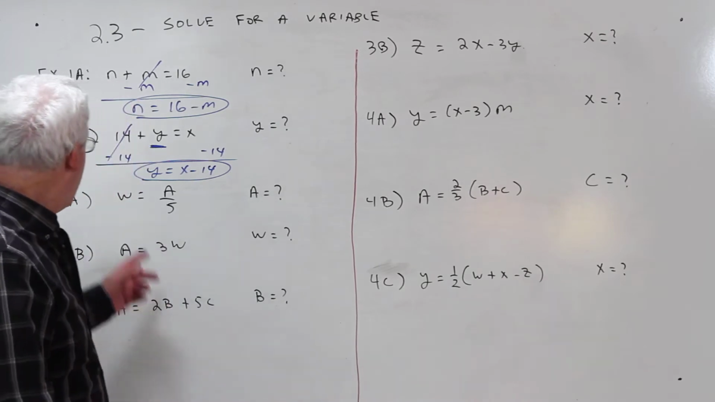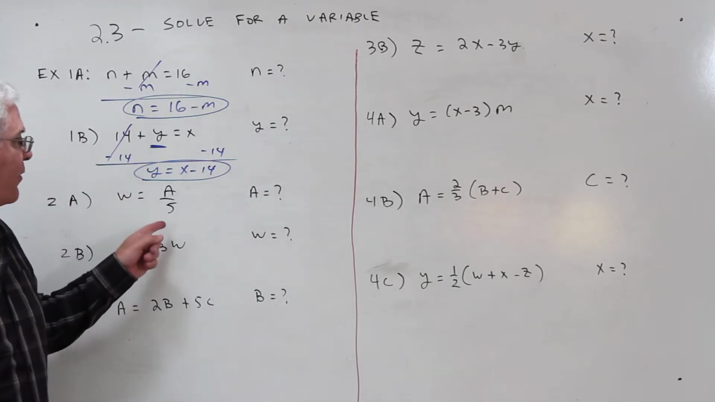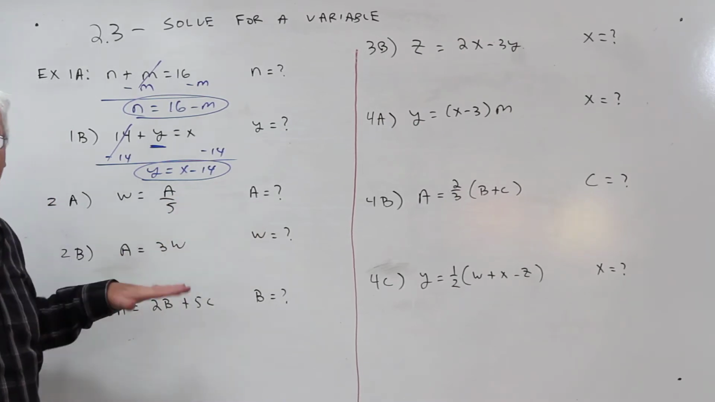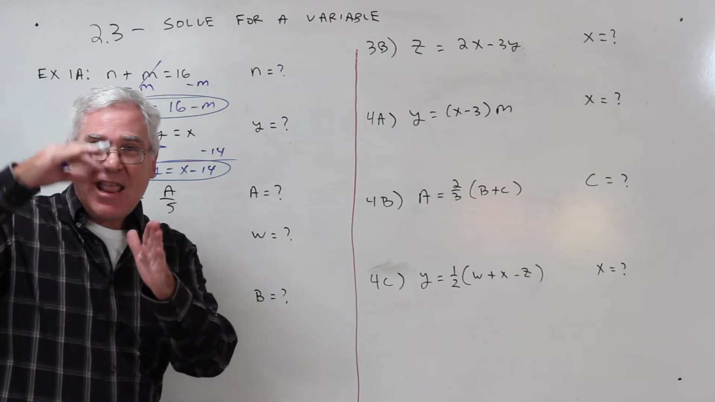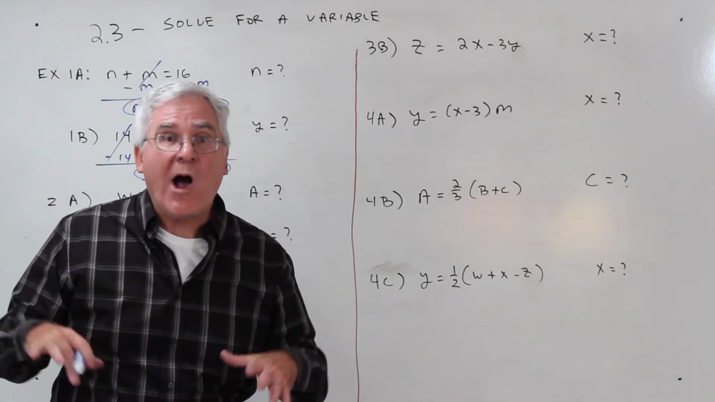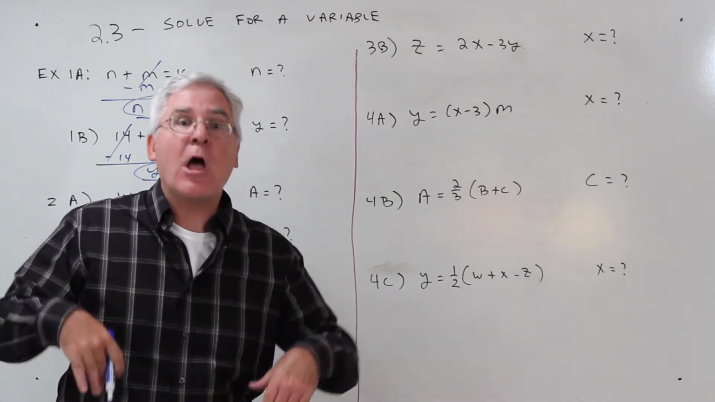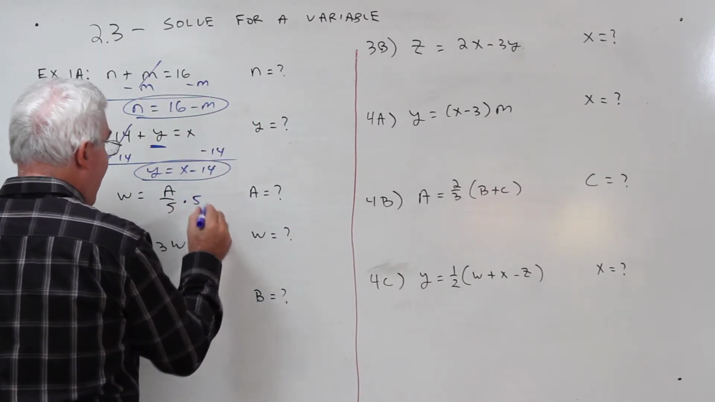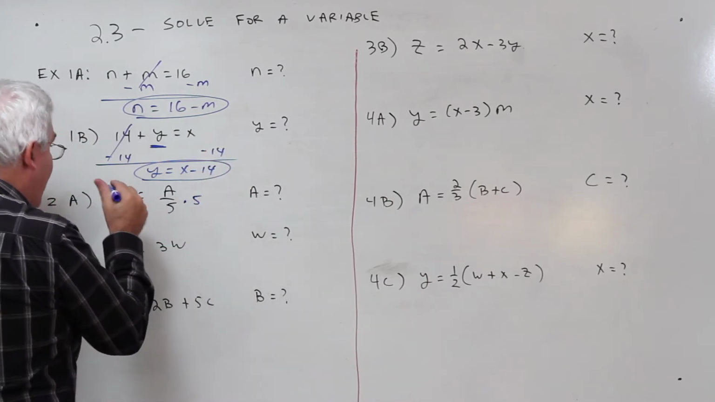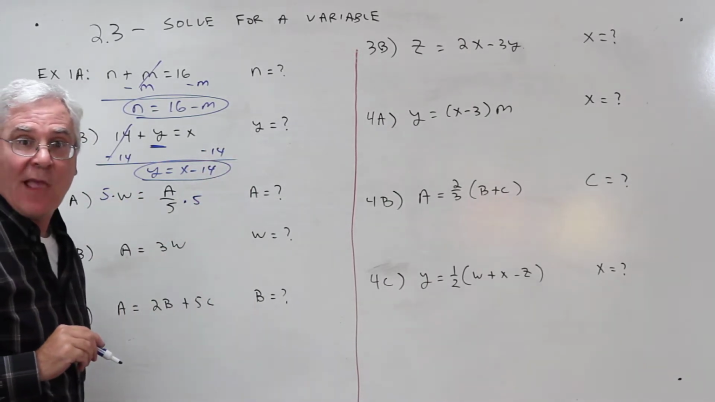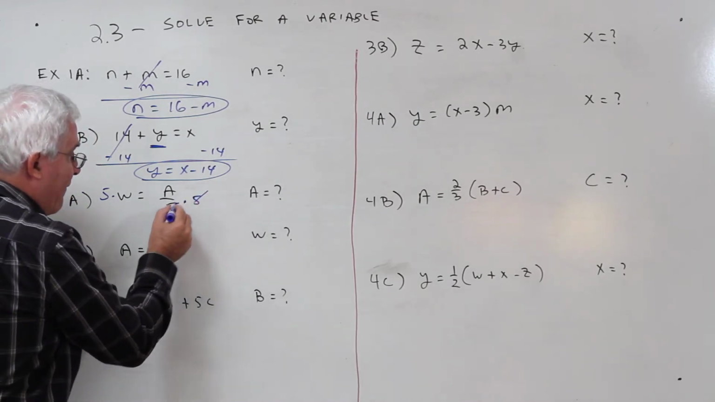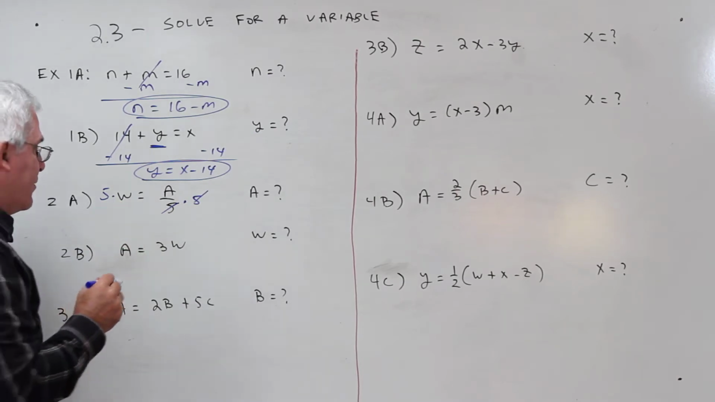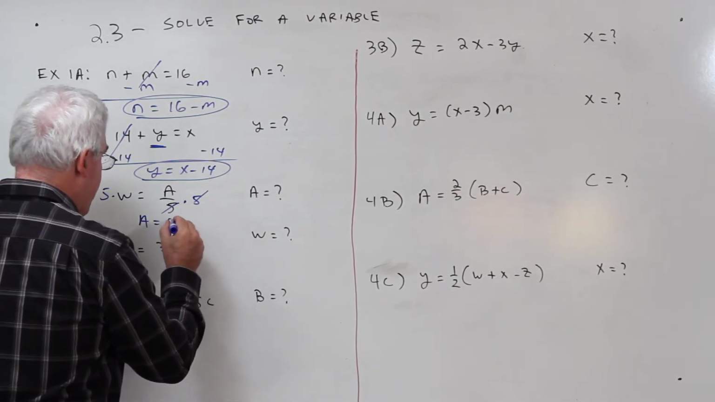Example 2a. w equals a over 5. Get a all by its lonesome. What's around a? A is being divided by 5. What undoes dividing by 5? Multiplying by 5. So I will multiply this side by 5, but if I multiply the right side by 5, I multiply the left side by 5. Then 5 cancels with that 5, so I get a equals 5w.